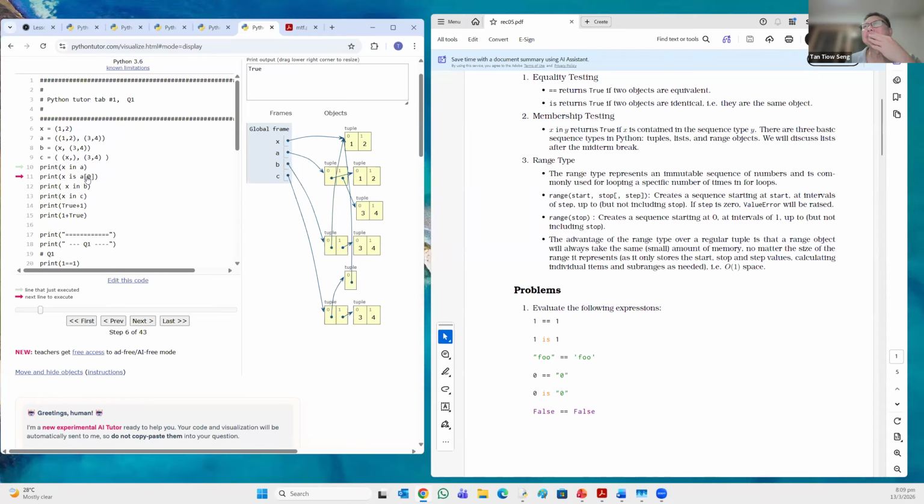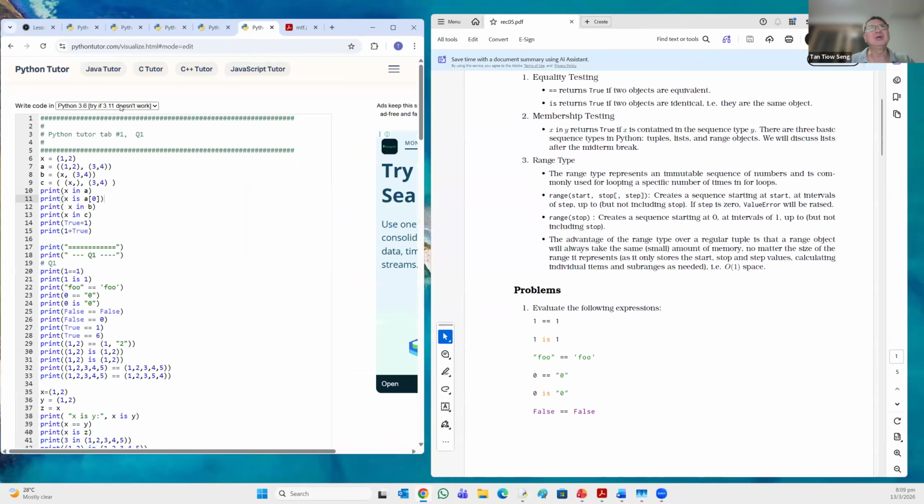X in A. There's a difference between equality and is. The two objects must be identical, then you get true. Otherwise, you will get false. So is X identical to A0? No. Okay, so it's false.